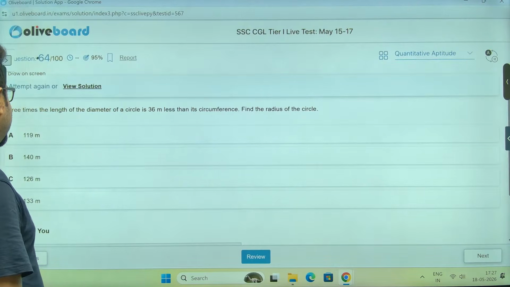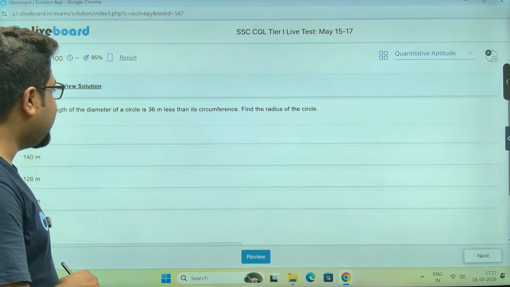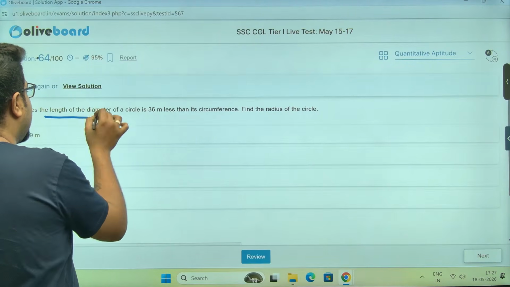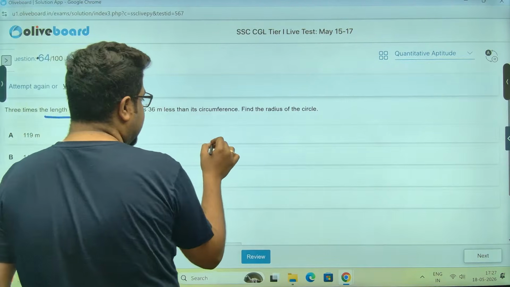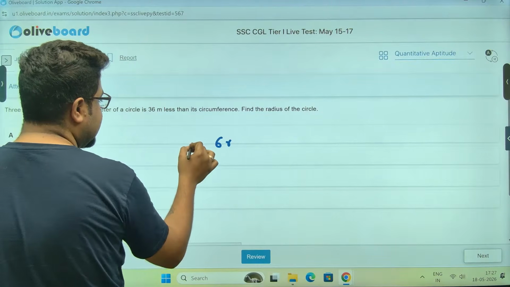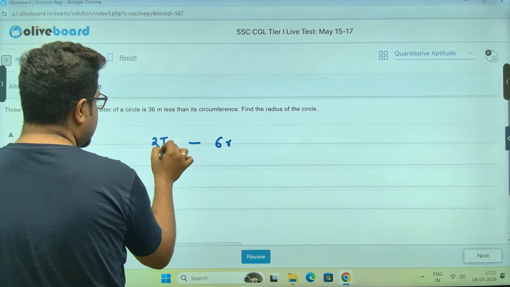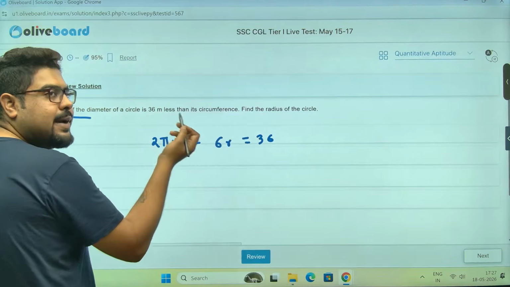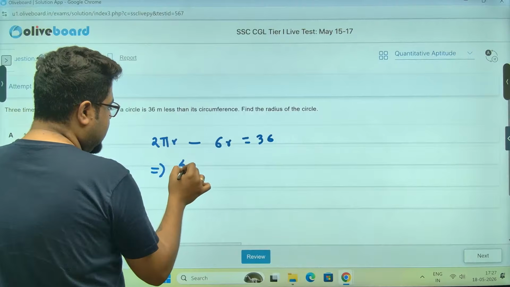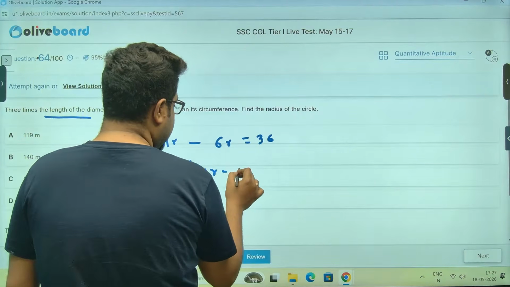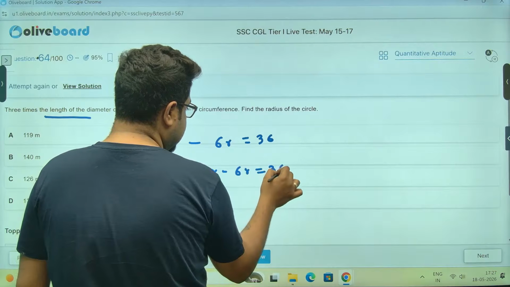Next one. 3 times the length of the diameter. I'll take diameter as 2r. 3 times the length of the diameter, meaning 6r, is 36 meters less than the circumference. This is the equation. Radius I need, meaning the value of r. 44 by 7 r minus 6 times r is 36.